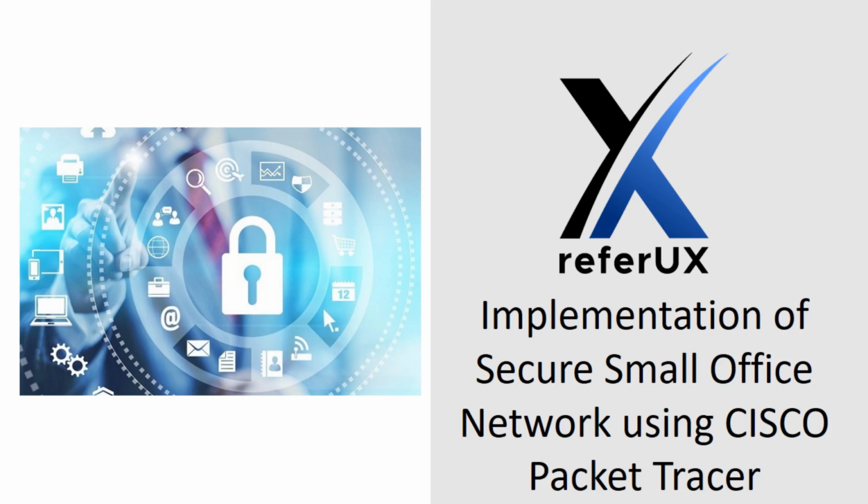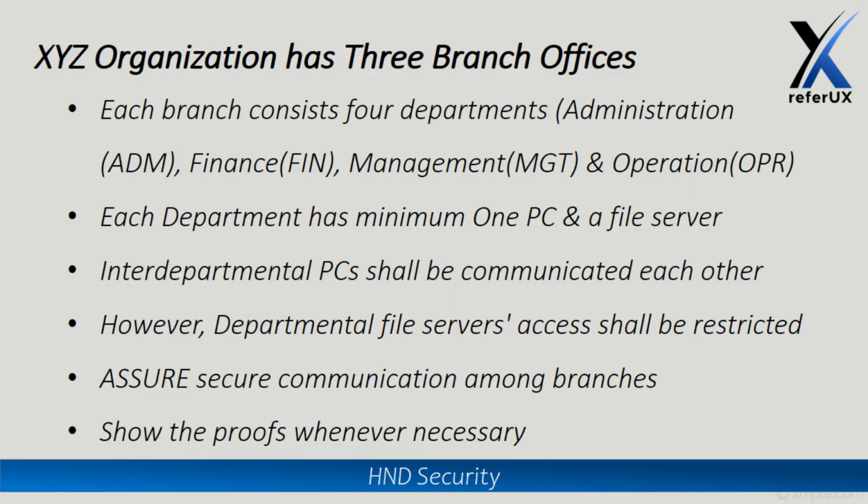I'm Nimesh. Today let's see the implementation of a secure network in a small office network using Cisco Packet Tracer. This is in line with an assignment under HND, and this is the brief of the assignment, where a particular organization has three branches and each branch has four departments, namely administration, finance, management, and operation. And each department has a minimum of one PC and a file server.